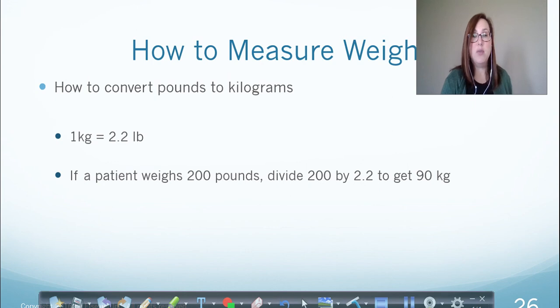We measure a lot in pounds, but sometimes scales measure in kilograms. So it's important to know that 1 kilogram is equal to 2.2 pounds. So if a patient weighs 200 pounds, you would divide that 200 by 2.2, and you get 90 kilograms. A lot of times that's used in kids to calculate their medication and what they're getting, but you might be asked to do that. So it's important to know 1 kilogram is equal to 2.2 pounds. You take whatever they weigh in pounds, divide it by the 2.2, and you get their weight in kilograms.